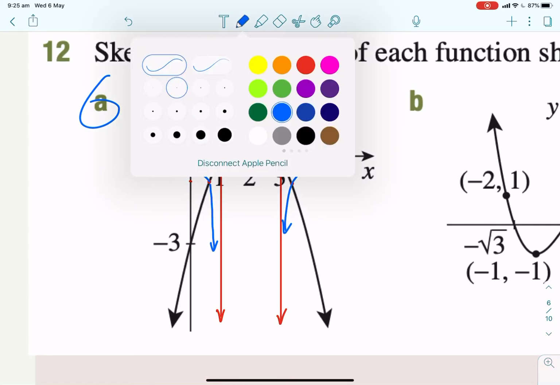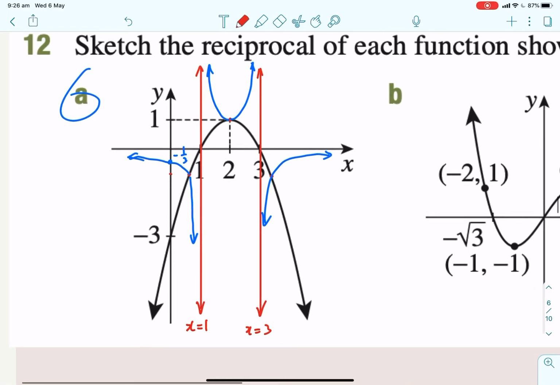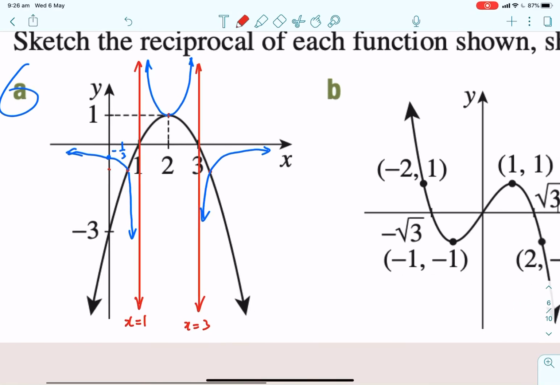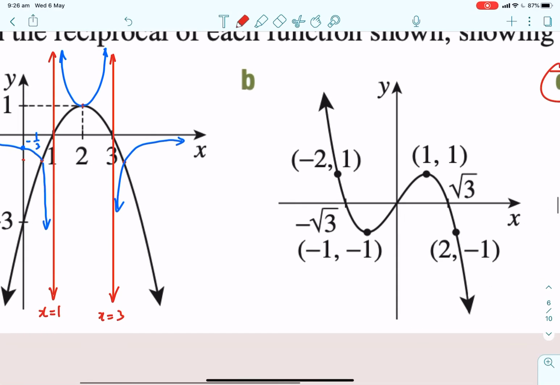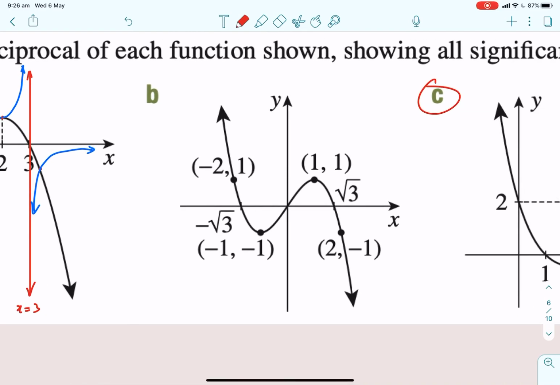Well, to make sure you don't lose any marks, you need to label the asymptote as well, okay? I don't think you can use different colors in your exams, but you can use dashed lines. It's just harder for me to do dashed lines, so I'm not doing dashed lines here. Okay, so B, I'm pretty sure you guys can do that.